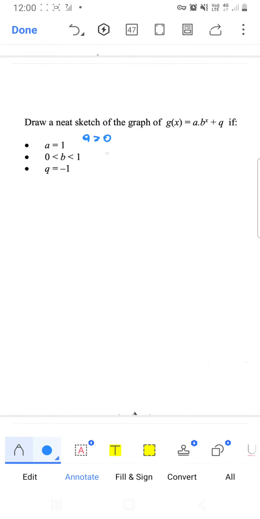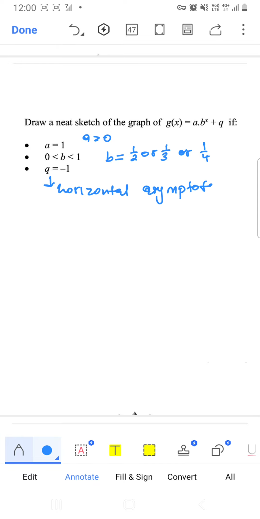So it means the value of b may be 1 divided by 2 or 1 divided by 3 or 1 divided by 4, etc., right? As long as it's less than 1 but greater than 0. And then now we have the horizontal asymptote. So the horizontal asymptote is equal to -1, right? So it means q is -1.